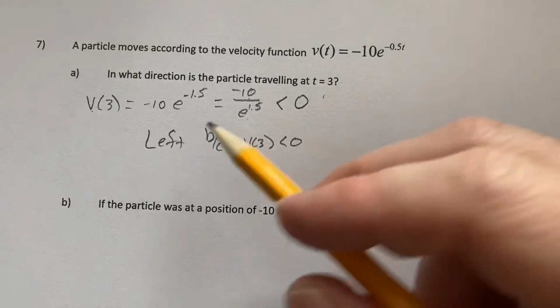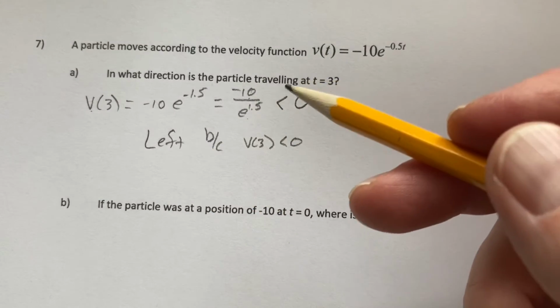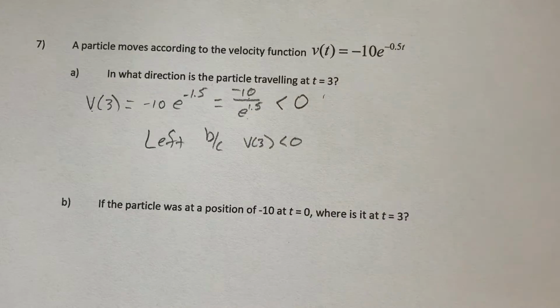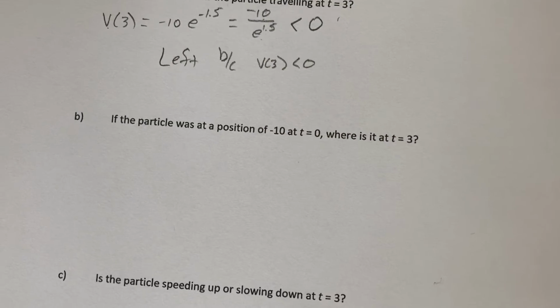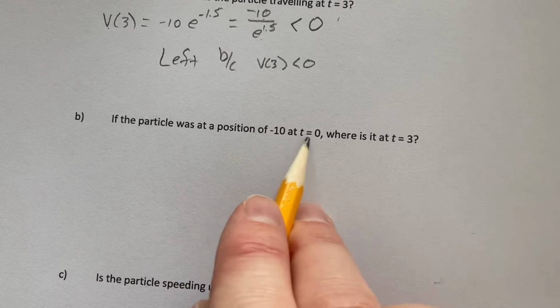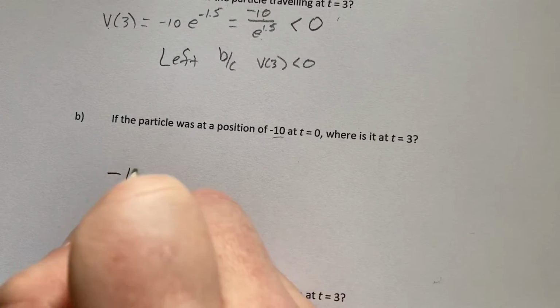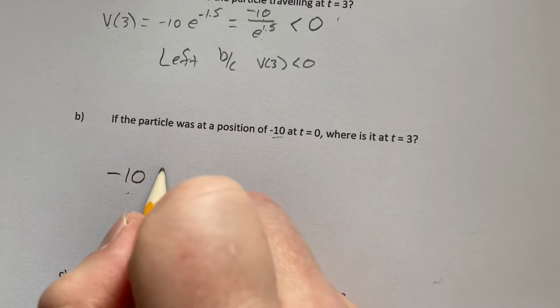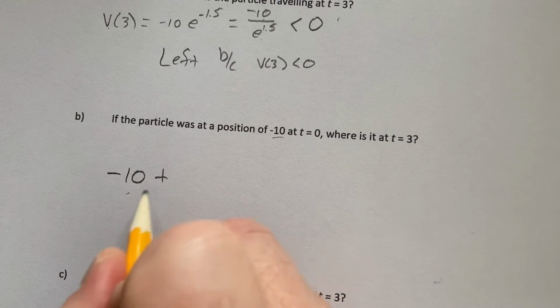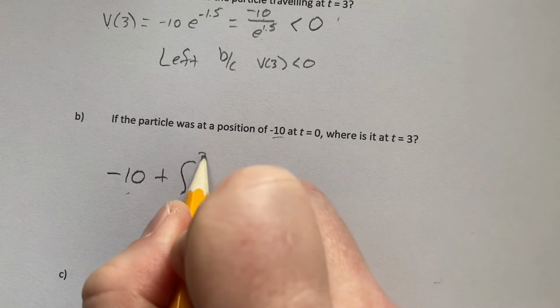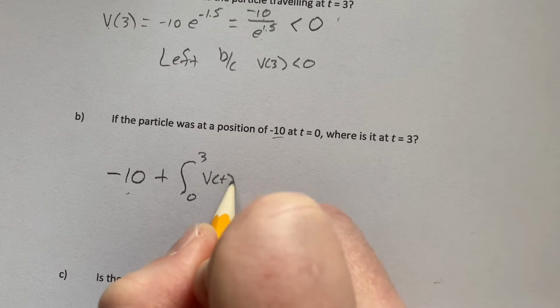Now, if you have a calculator, obviously you can put it in and make sure you're right, but without a calculator, this is how you'd have to do it. Now, B says if the particle was at a position of negative 10 at 0, where is it at t equals 3? So here's our starting position, negative 10. This is where we start, and I want to know, how did the position change? In order to do change in position, I take the integral from start to finish of velocity.